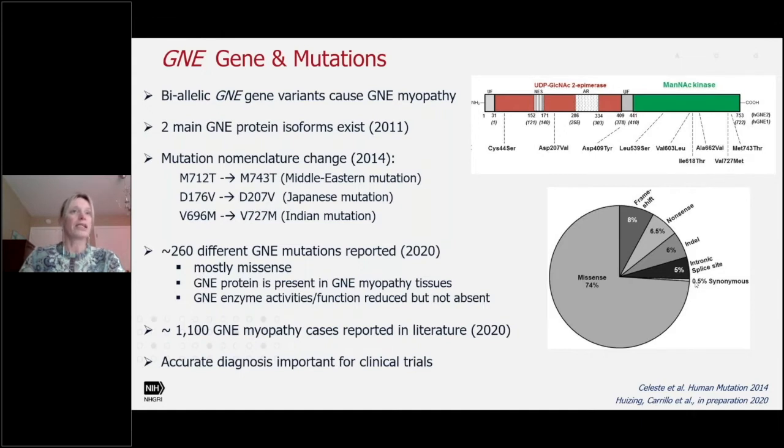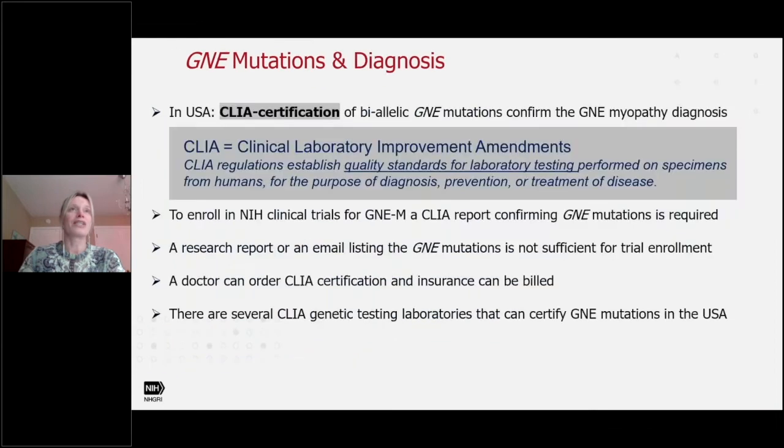Okay, so as I said, an accurate diagnosis, which is based on biallelic mutations in GNE, is very important to enroll in clinical trials, because you do not want patients in a clinical trial that have GNE myopathy-like symptoms. You really want to have patients with genetically confirmed GNE mutations in your trial. So how does this work, the mutation analysis?